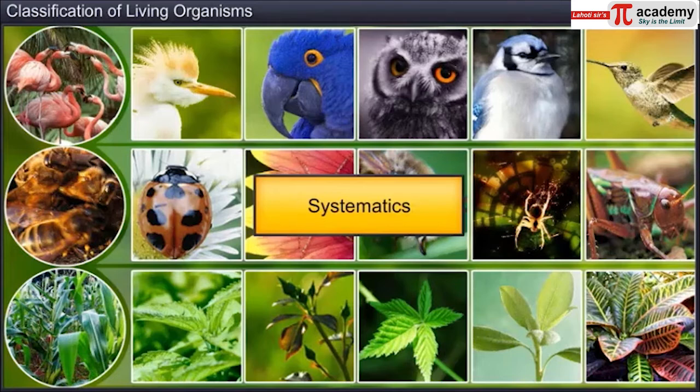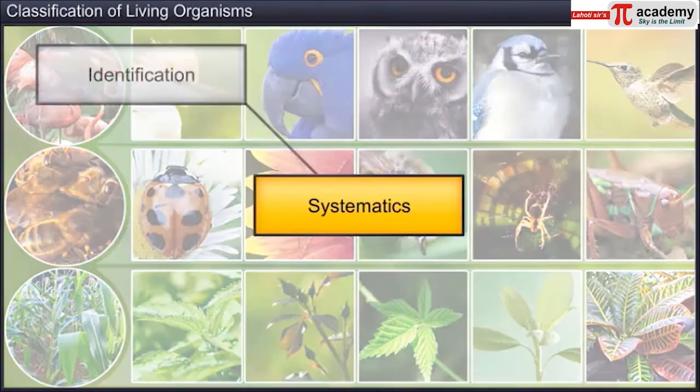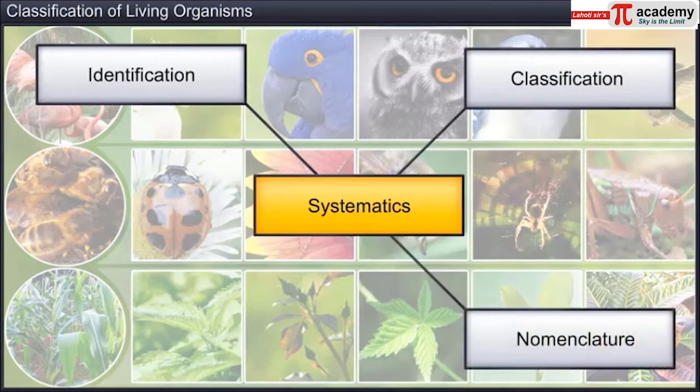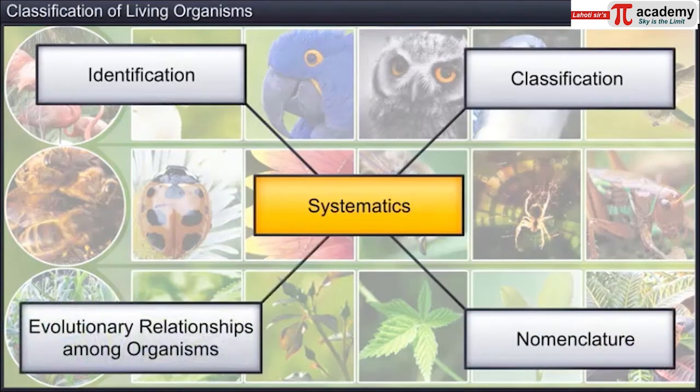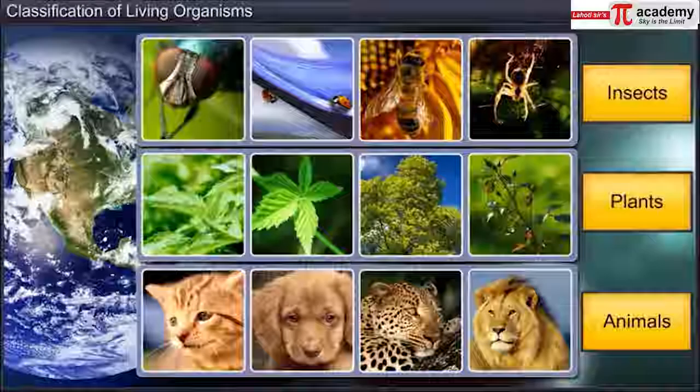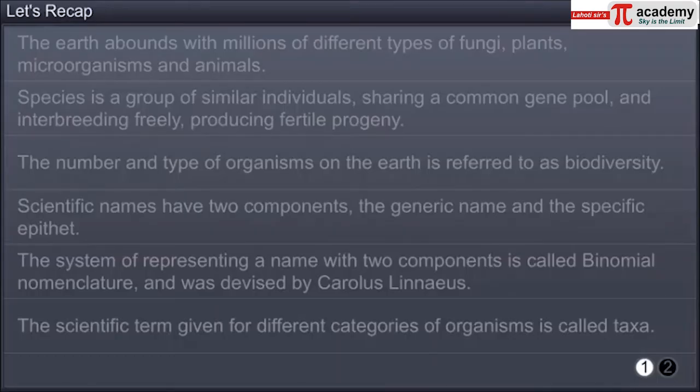However, today, systematics also includes the identification, classification, nomenclature, as well as evolutionary relationships among organisms. Therefore, in this diverse world, it is important to classify and name living organisms for their easy identification and study. You have now reached the end of this module.